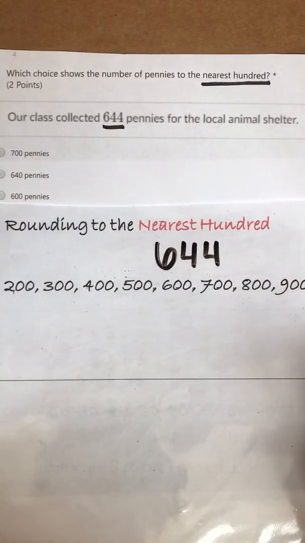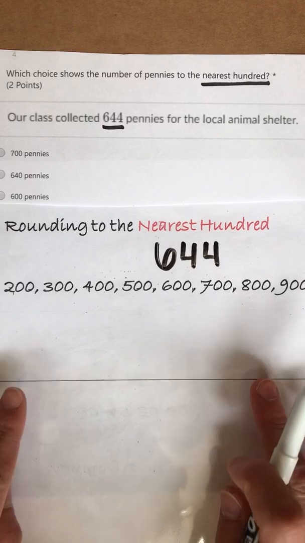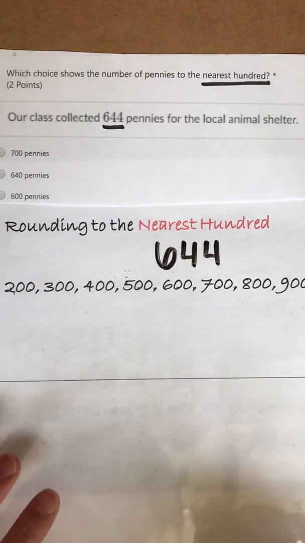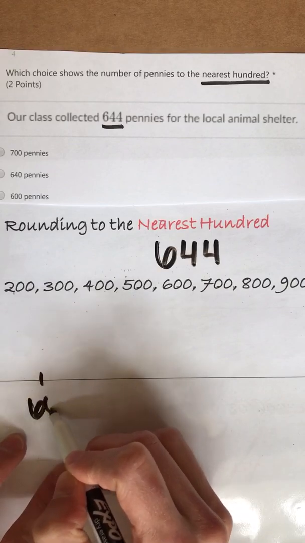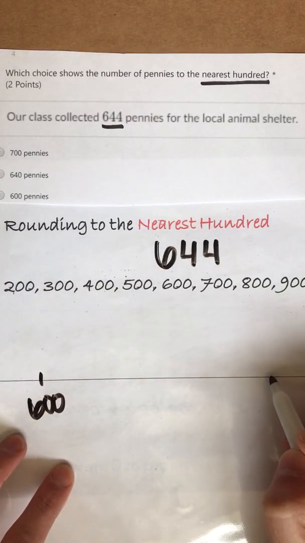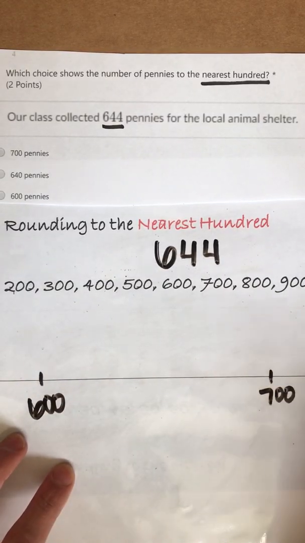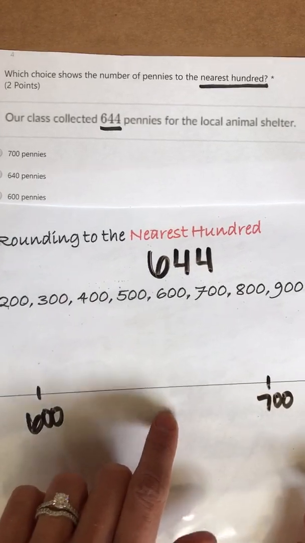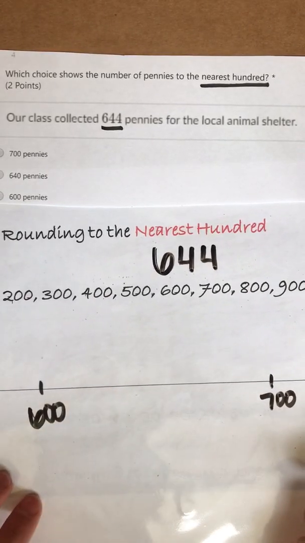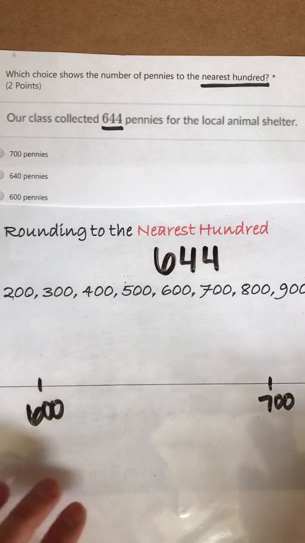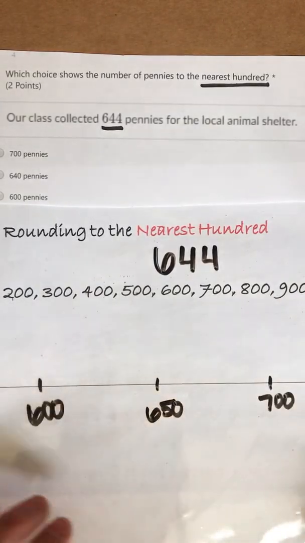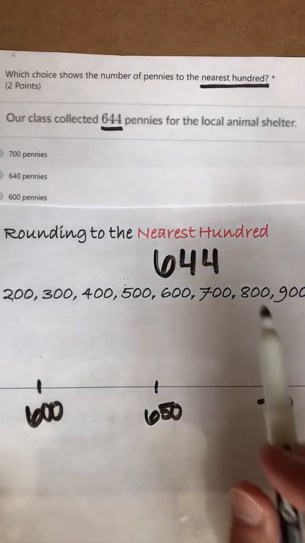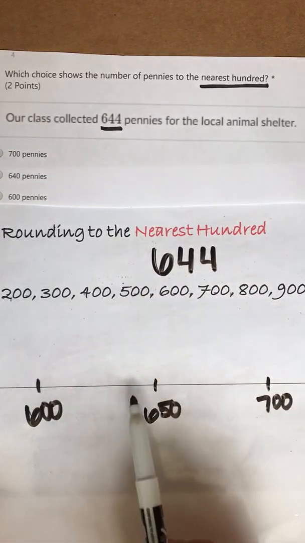I'd like you to pause your video and plot the two hundreds that 644 is between. Then press play. Okay, friends, great job. So 644 is between 600 and 700. What number is between 600 and 700? Excellent, 650.